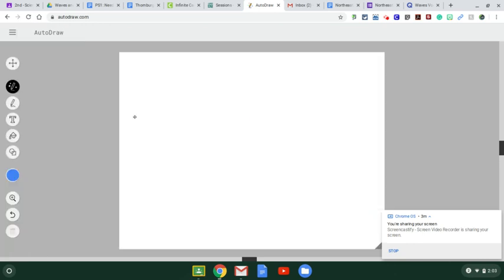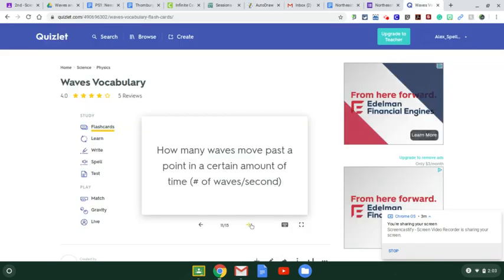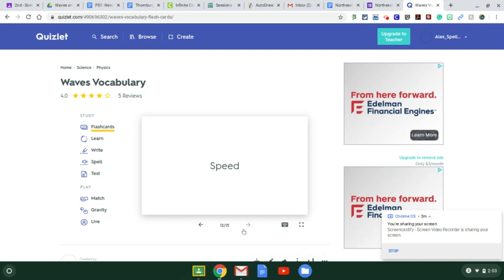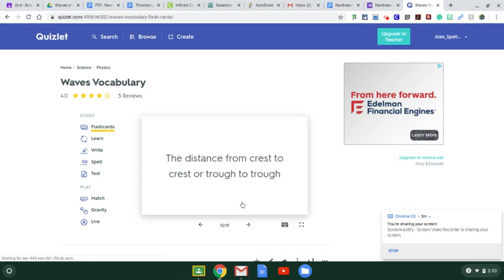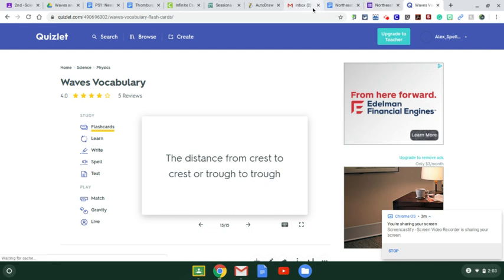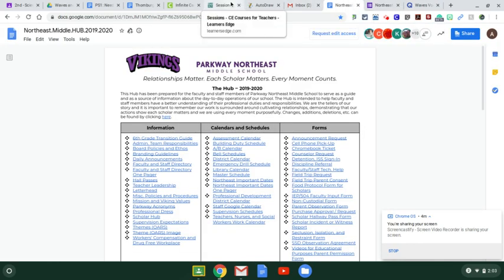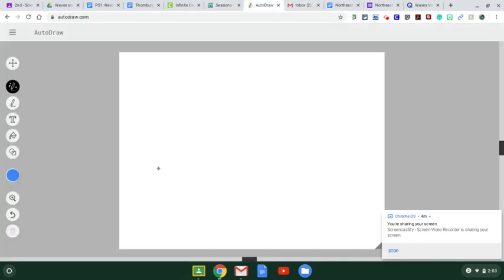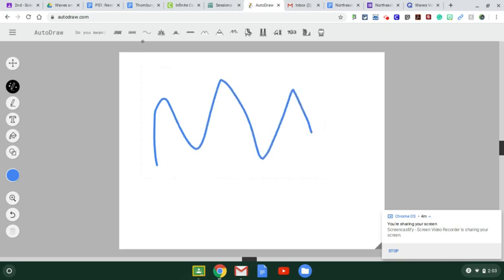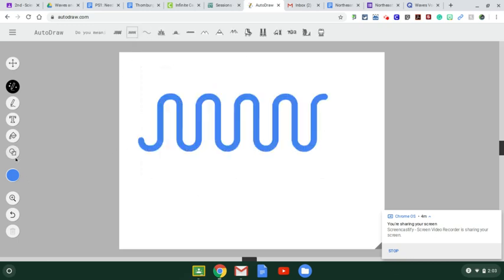I am going to start a new page. All right. Going on, we have wavelength. Wavelength is the distance from crest to crest or trough to trough. If we look at our wave again, we can draw our wave. We have wavelength, which is the distance from crest to crest or trough to trough. So from this point to this point, and this point to this point.